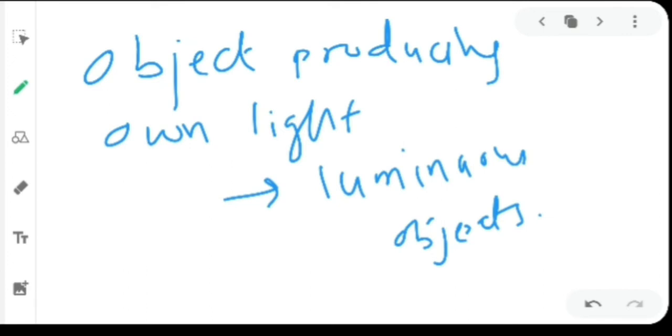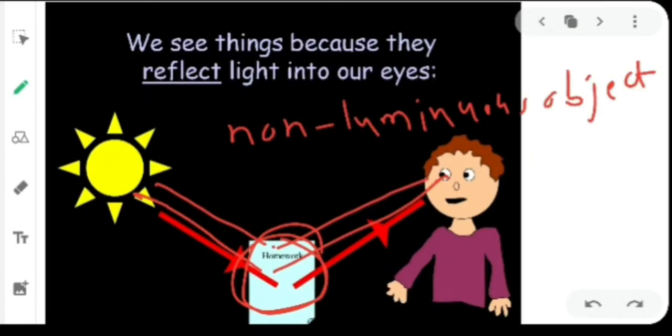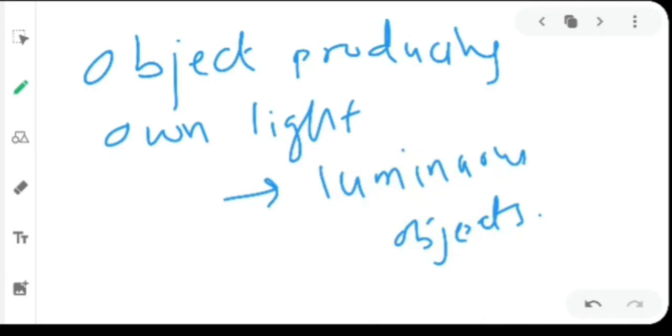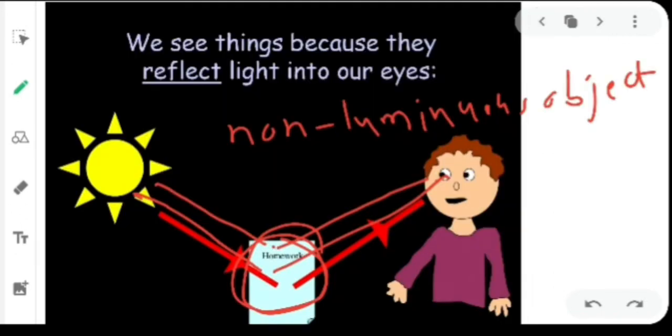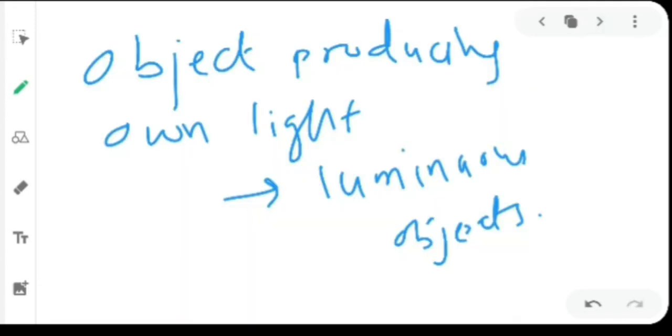So basically there are two terms: non-luminous objects and luminous objects. What are non-luminous objects? Non-luminous objects are those objects which don't have their own light. And what are luminous objects? The objects which have their own light, or which produce their own light, are luminous objects.